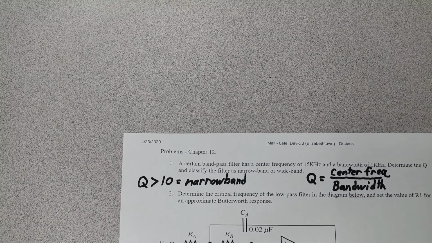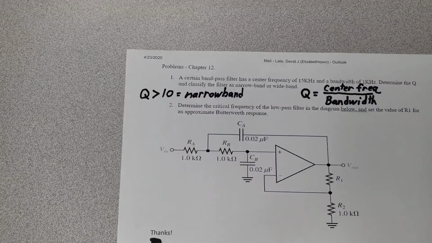To determine whether the filter is classified as a narrow or a wide band, we look at the Q. If the Q is greater than 10, it is classified as a narrow band. If it's less than 10, it's classified as a wide band.